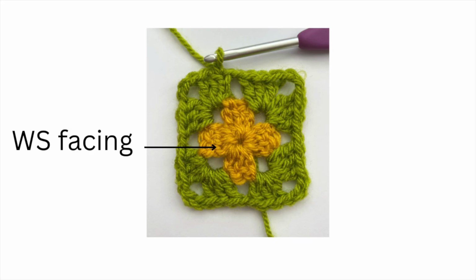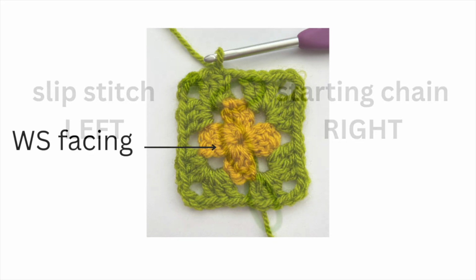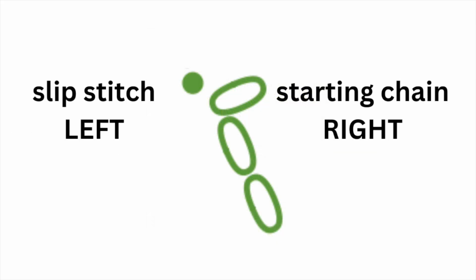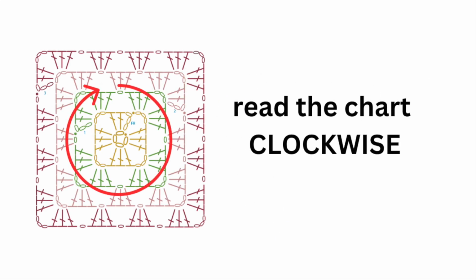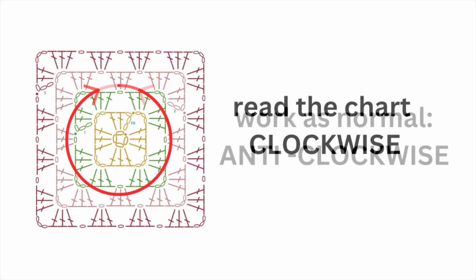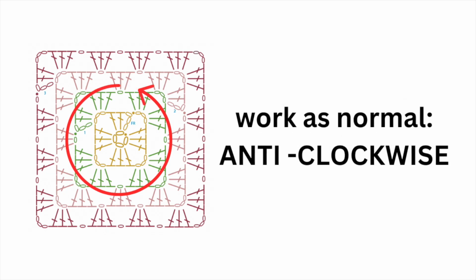Very easy to ascertain by looking at the position of the slip stitch and the starting chain. So when, like on round 1 here, the slip stitch is to the left of the starting chain, the starting chain is to the right, what that means is that you have turned your work. So you have to read the chart clockwise, but you are not magically going to start working your stitches backwards. You're just going to be working them in the same way, which is anti-clockwise, but it's because you have turned your work over.